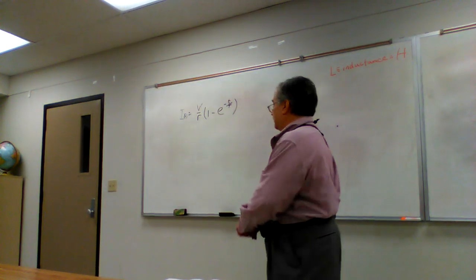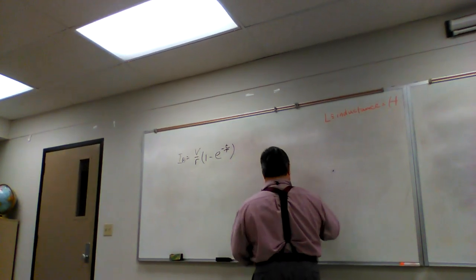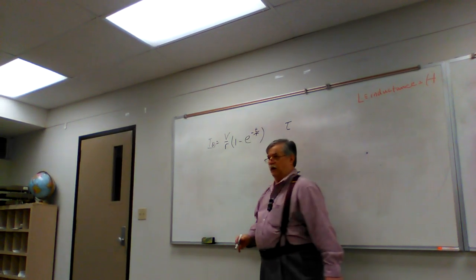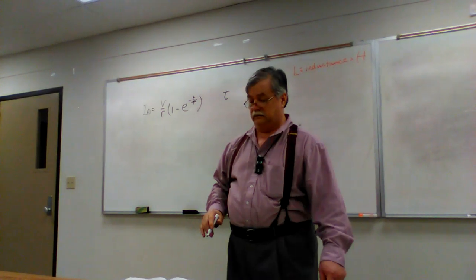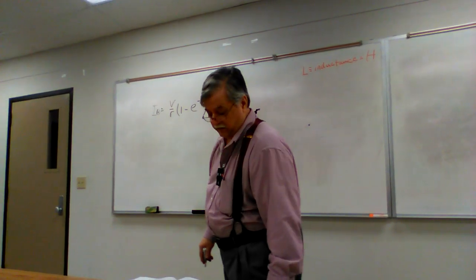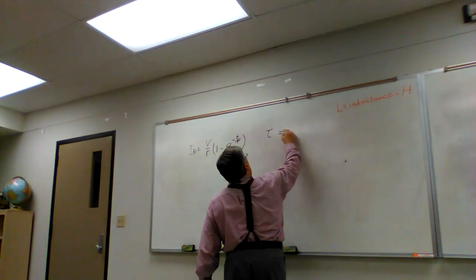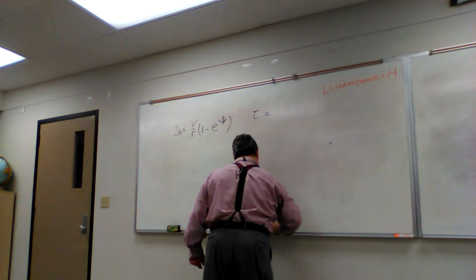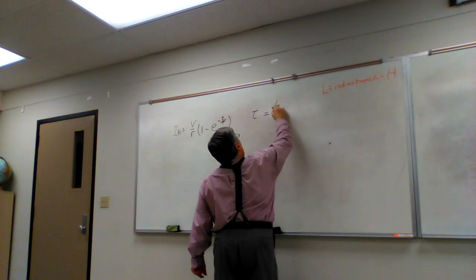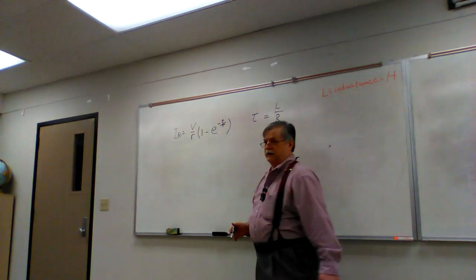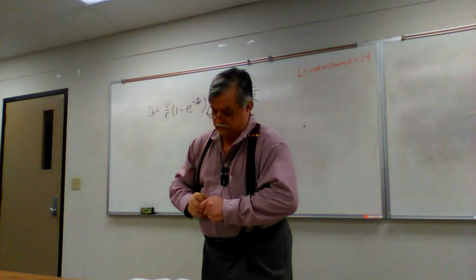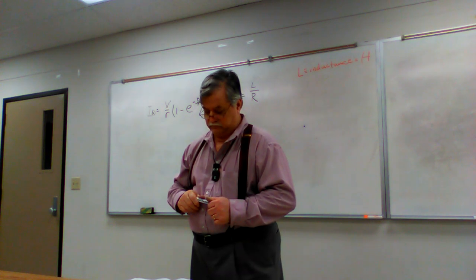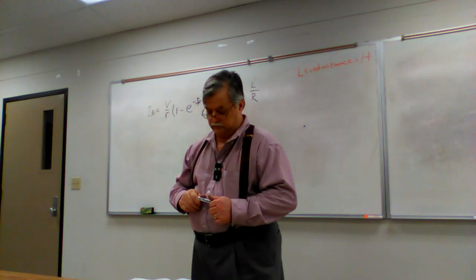So, who remembers what tau was for a capacitor? Tau was R times C. Well, tau for the inductor is, well, not a lowercase l, it's L divided by R. Right?